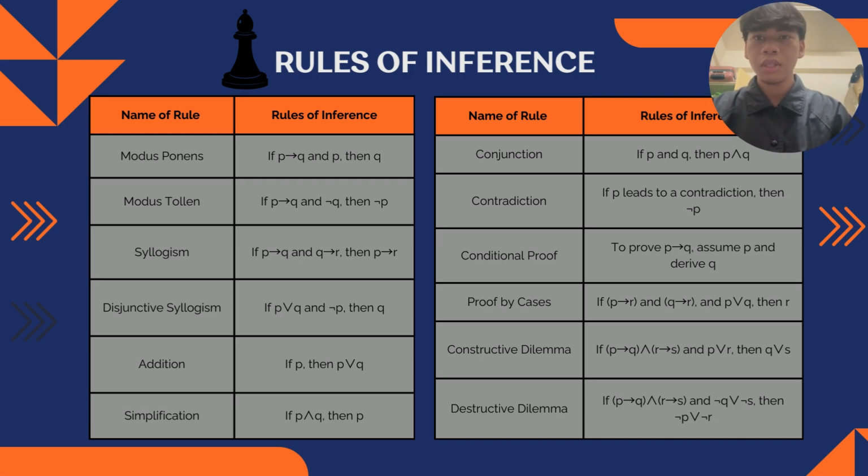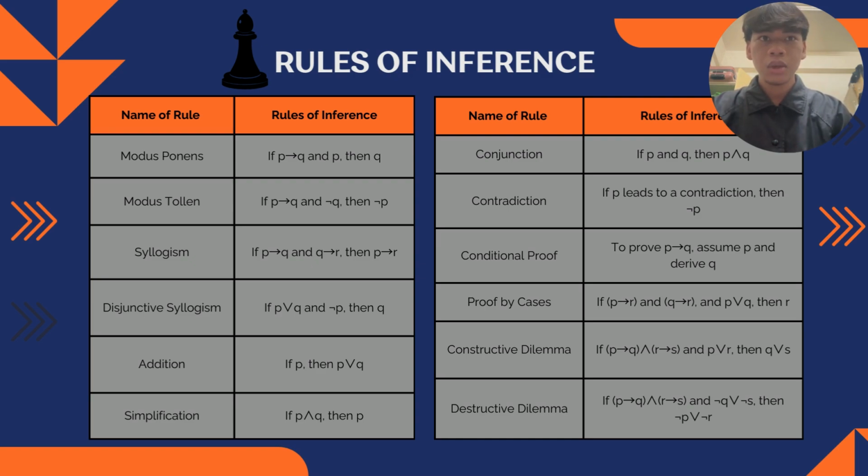Then we have the fourth, disjunctive syllogism. If P or Q and not P, then it becomes Q. And then we have addition. If P, then it becomes P or Q. Then we have the fifth one, simplification. If P and Q, it will become P. Then we have conjunction for the sixth, and the rule of inference is if P and Q, then it will become P and Q.